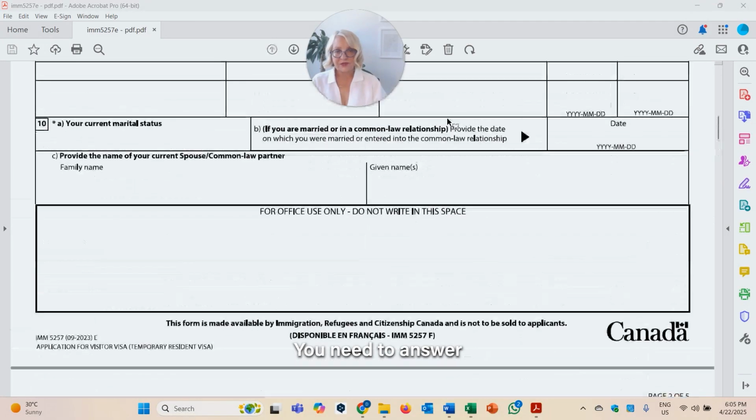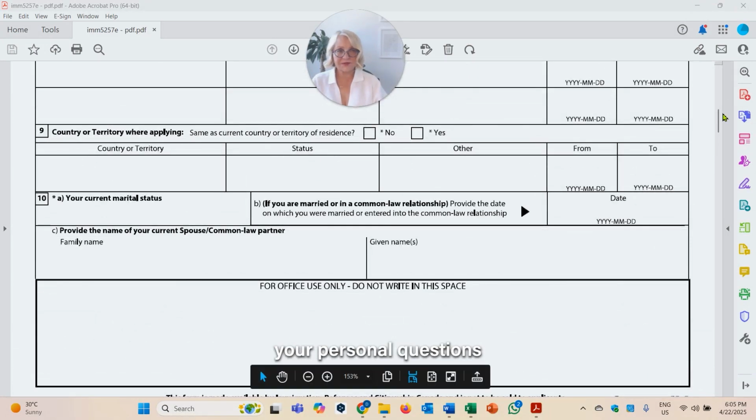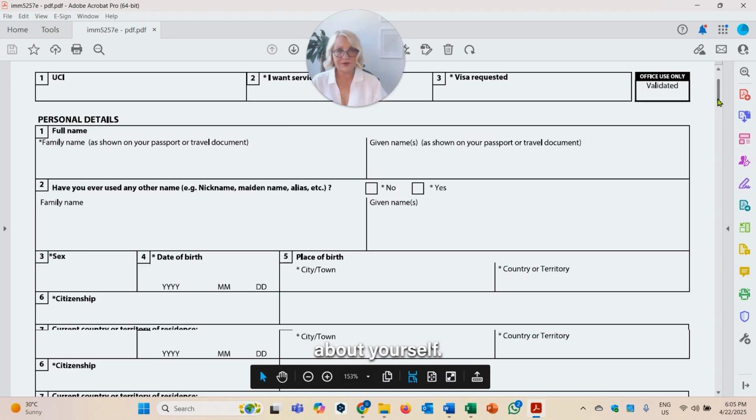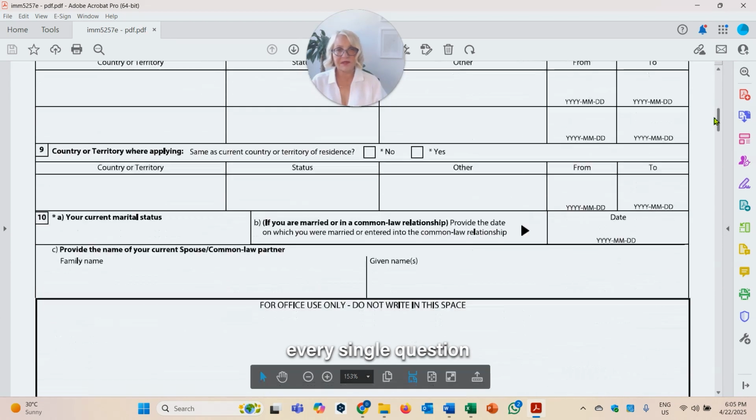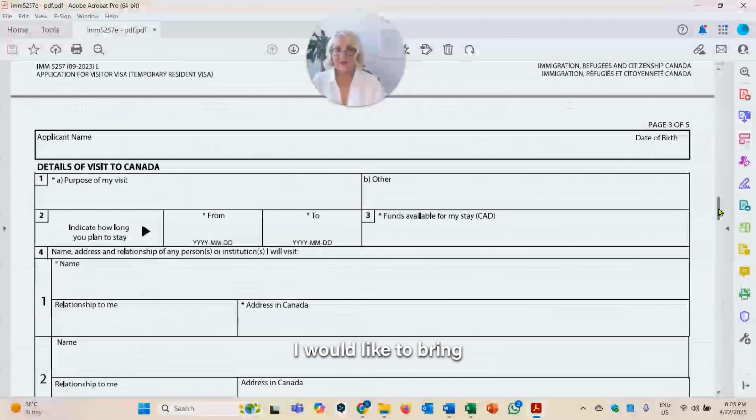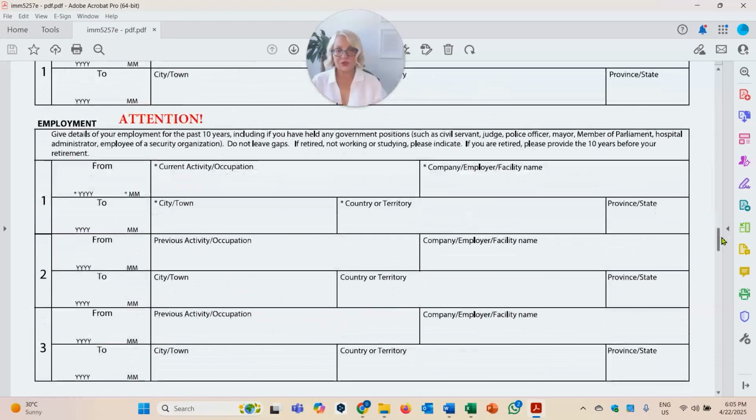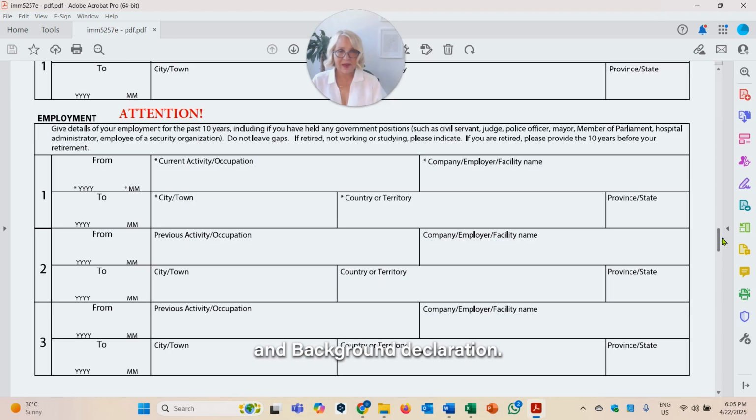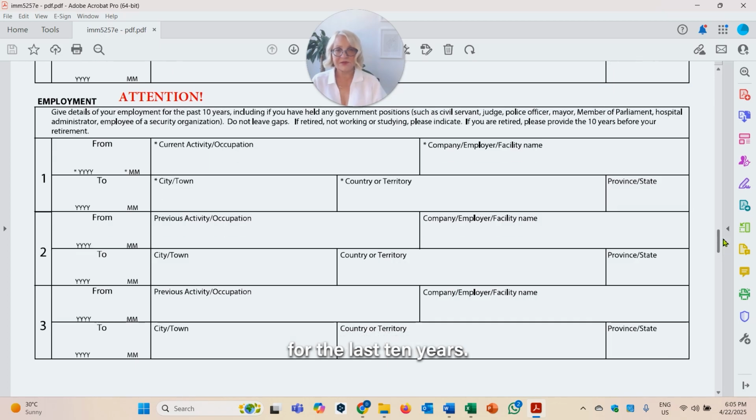You need to answer your personal questions about yourself. Just read every single question so that you are able to answer it correctly. I would like to bring your attention to the employment and background declaration. The form requests your employment for the last 10 years. You need to indicate your position and employer, and be as accurate as possible.